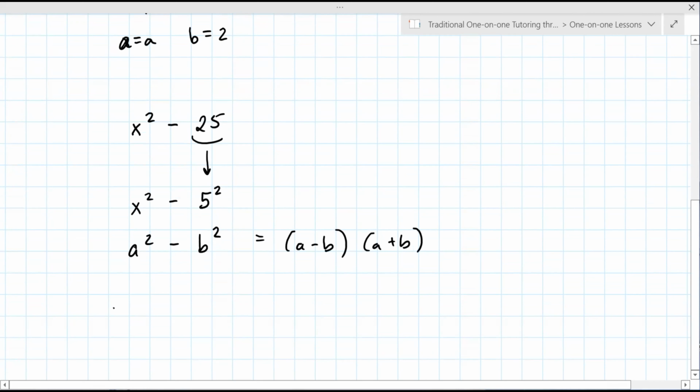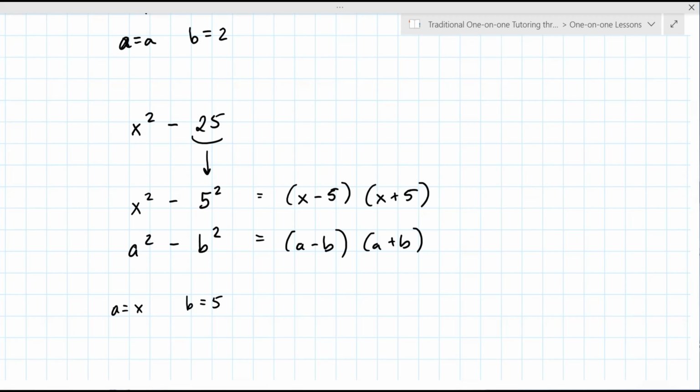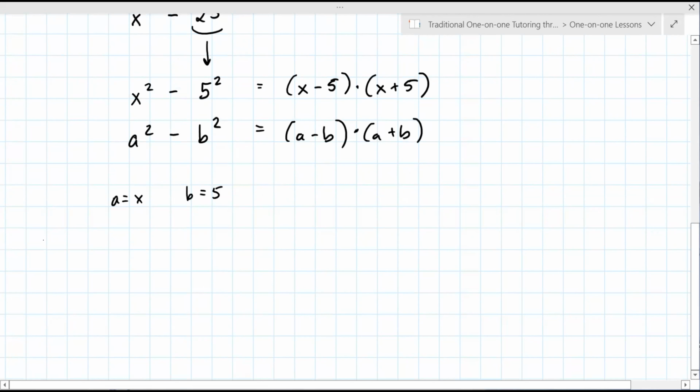Identify in your problem that A is X and B is 5. So that's X minus 5, X plus 5. Why is that? Just because it's like the B squared stuff, and because your A is X and your B is 5, and you always write it as A minus B, A plus B. Okay.